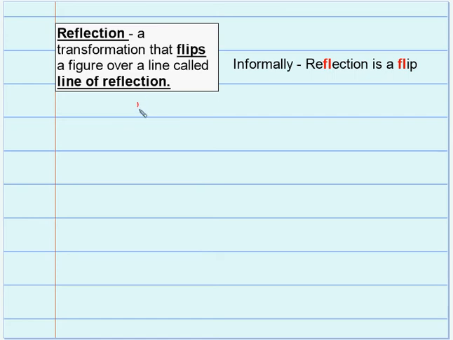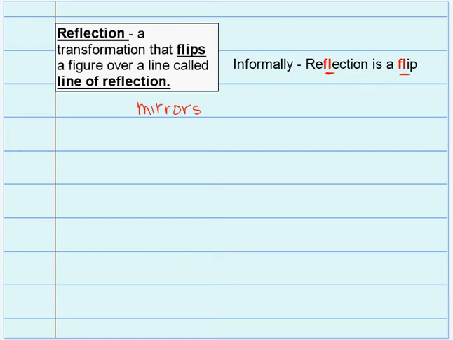When you think about reflections, you can think about mirrors. So we're going to make mirror images around that line of reflection. And informally, a reflection is a flip. Okay, so again, when we talk about reflections or transformations and it is a reflection, don't tell me that it's a flip. Tell me it's a reflection.